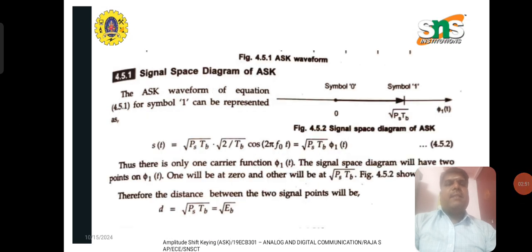Signal space diagram of ASK. The ASK waveform for symbol 1 can be represented as s(t) = root 2Ps Tb into root 2 by Tb cos 2πf0t, or simply φ1(t) is represented as root 2 by Tb into cos 2πf0t. So finally s(t) = root 2Ps Tb into φ1(t). Therefore the distance between two orthogonal points is calculated as d = root 2Ps Tb, or simply it is root Eb.